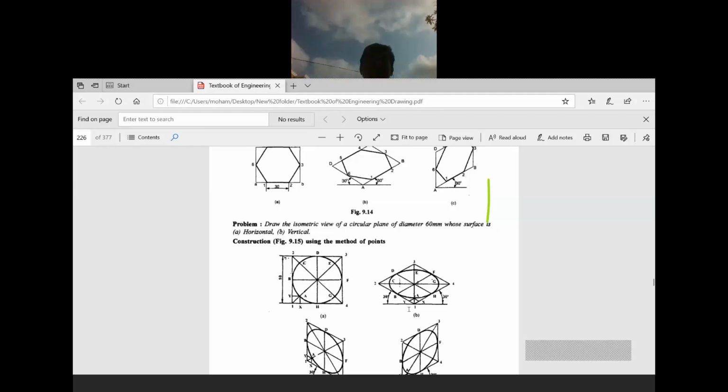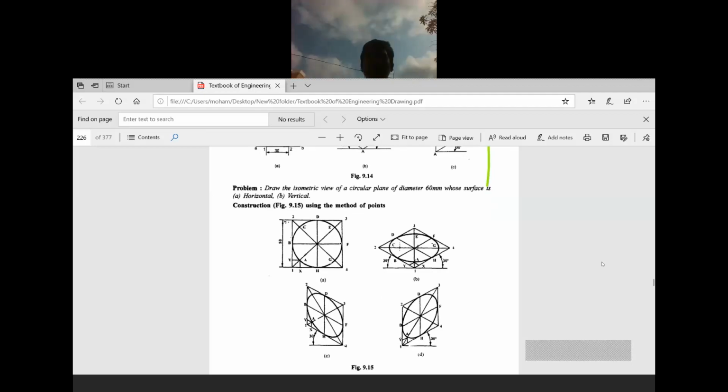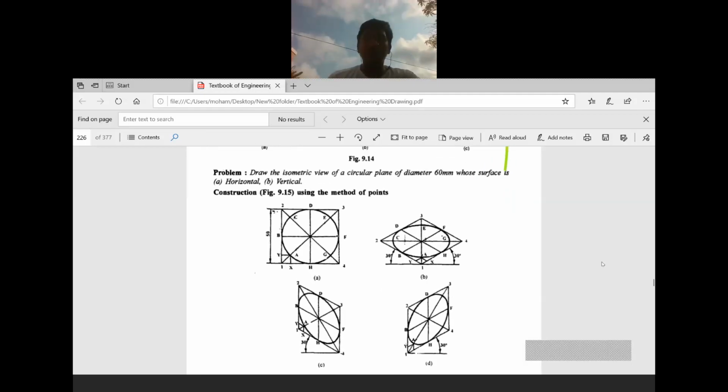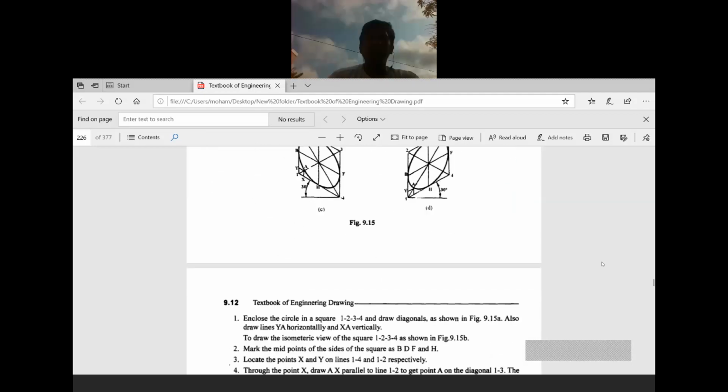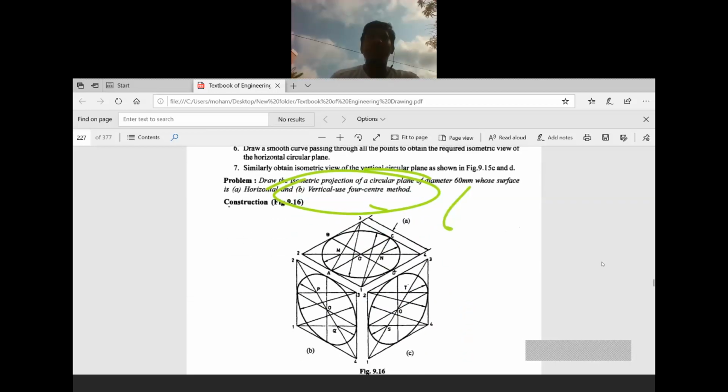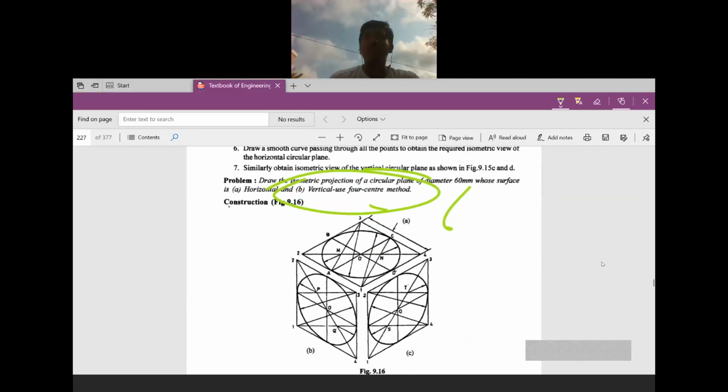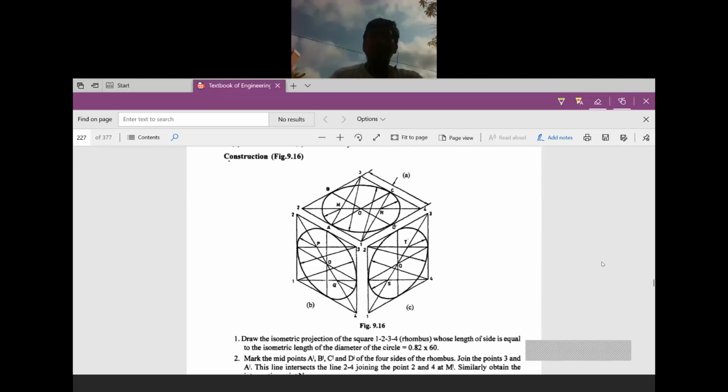Now I am going to explain how to draw a circle in an isometric projection. Here you are using the 4-center method to draw the circle. This is the 4-center method, used to draw a circle in an isometric projection.